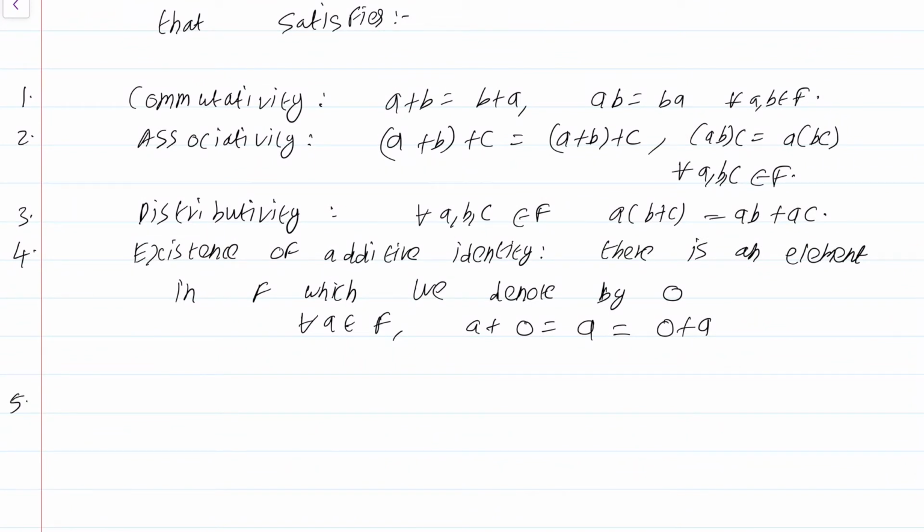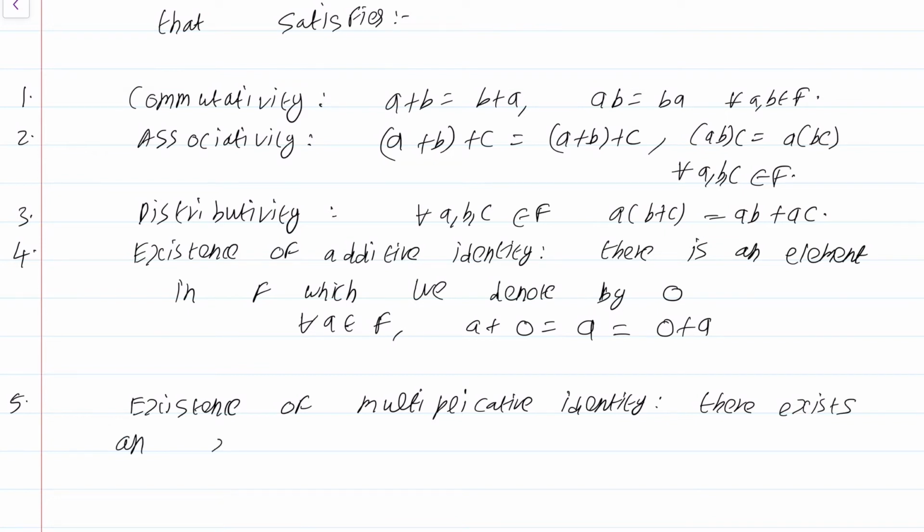Fifth, as you can guess, existence of multiplicative identity. Just like there is an additive identity, there is a multiplicative identity also. This says that there exists an element in F, denoted 1 this time, again for the same psychological comfort, such that A into 1 equals 1 into A equals A. Note, I have used the symbol dot for multiplication just to be familiar with the usual substitutions for the times symbol. Often we write dot for times.